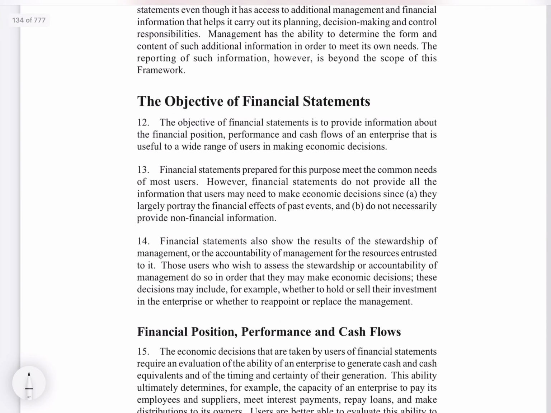So what is the objective of the financial statements? To satisfy the information needs of the users. They may require the financial position, performance and cash flow of an enterprise that is useful for a wide range of users in making economic decisions.